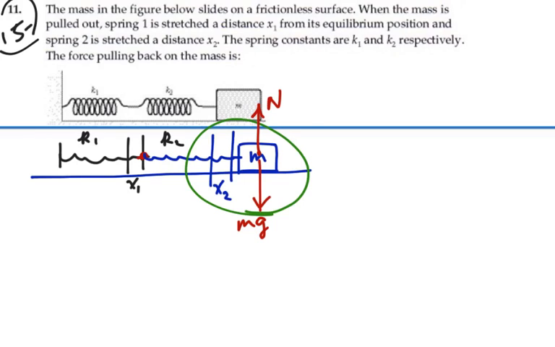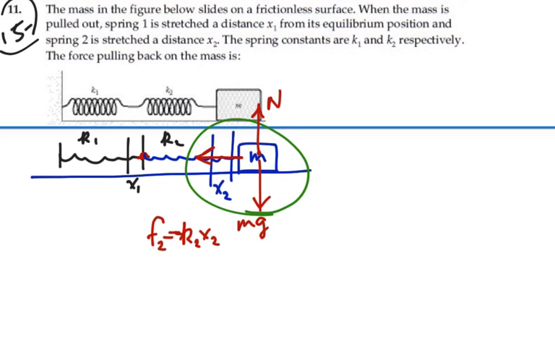And the spring has been extended a distance x2. So this force to the left here is equal to negative k2 x2. That's the only force acting on it. And that spring has been extended that distance, so that is the force that the spring is acting on it.